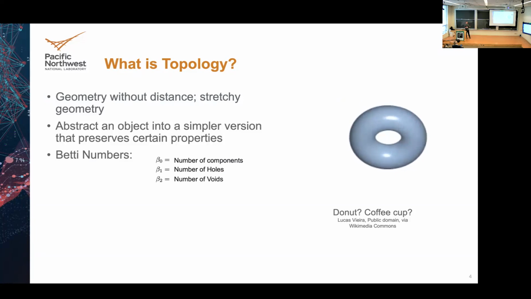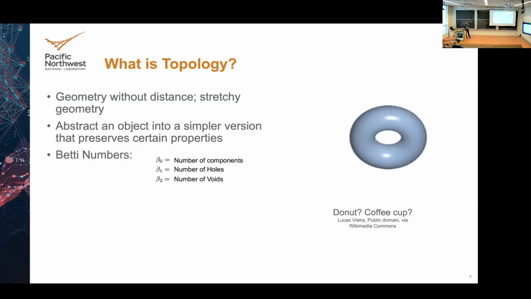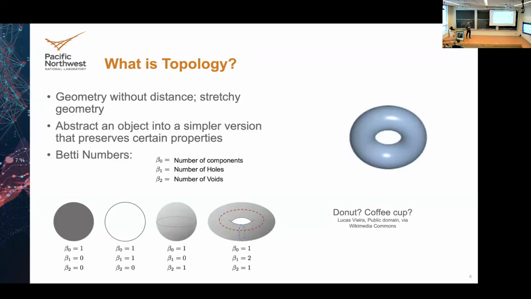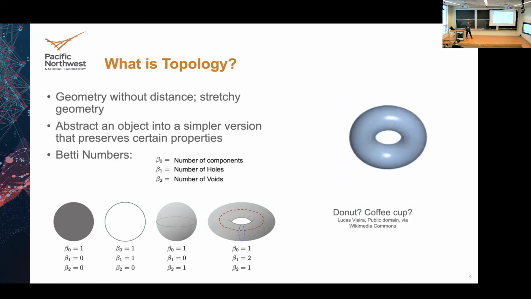Betti 0 counts the zero-dimensional holes, which are components, so it's the number of components. Betti 1 is the number of holes. Betti 2 is the number of voids, and then higher-dimensional holes from there. Some examples, from left to right: you have just a point, which has a Betti 0 of 1. Everything else is 0 because it's just a single component.